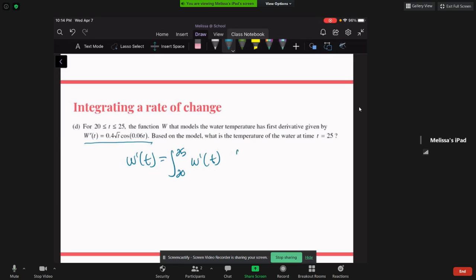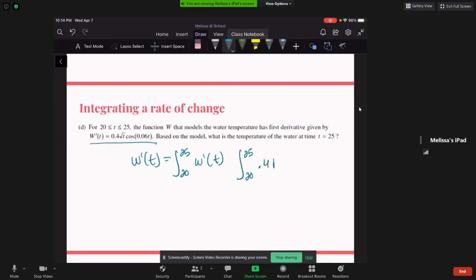We're going to plug this into our calculator: the integral from 20 to 25 of 0.4 square root of t times cosine of 0.06t. You plug that right into your calculator, and that gives you the water temperature change from 20 to 25 only.